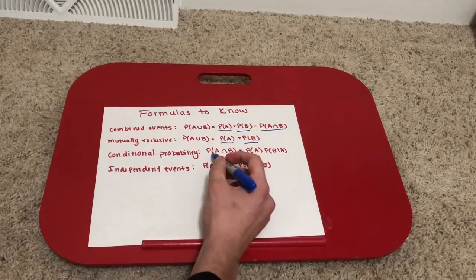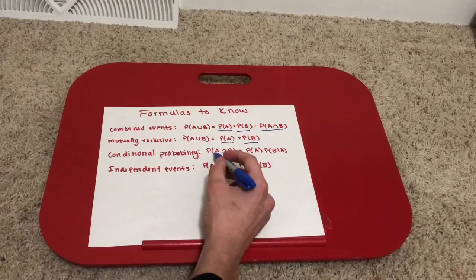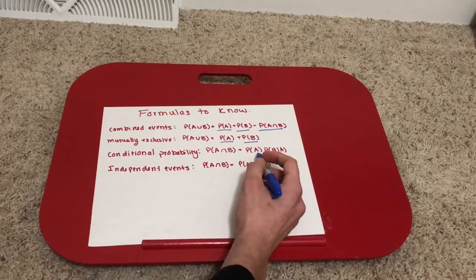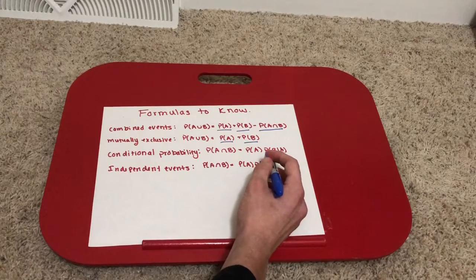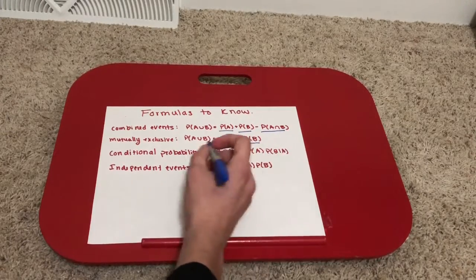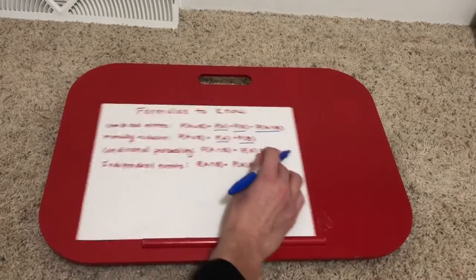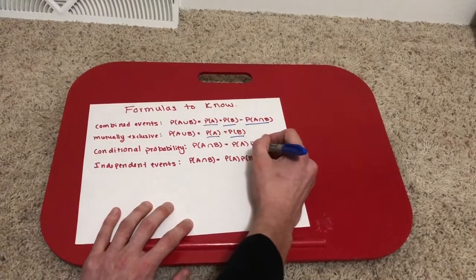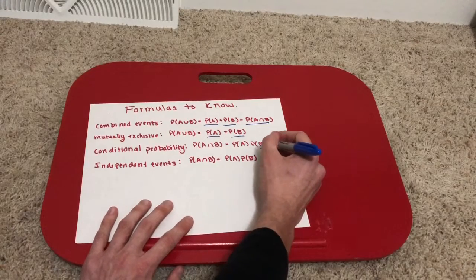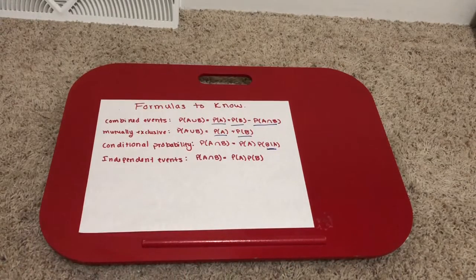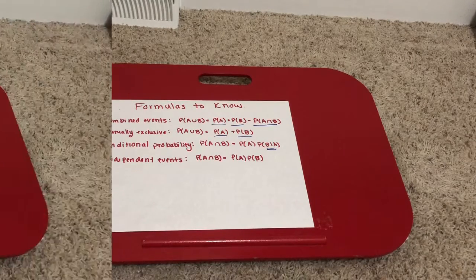Conditional probability is this formula. The probability of A and B happening equals the probability of A times the probability of B given A. This means given right here. This is the probability of B given A, so you're given A and you're trying to find B. And then, like I said before, independent events is basically two events that don't affect each other. These are the formulas that we need to know, and in the next slide I'm going to be talking about different problems that we need to know.